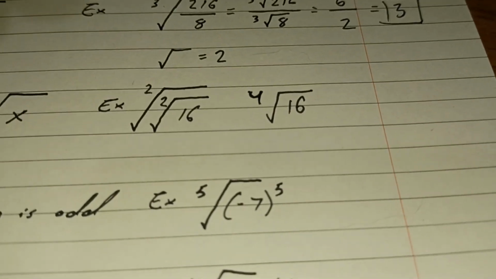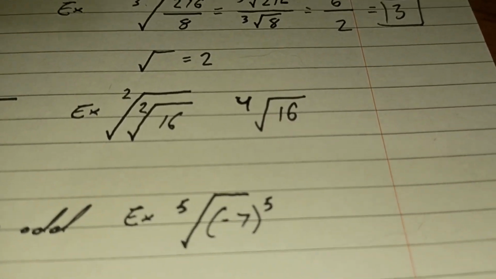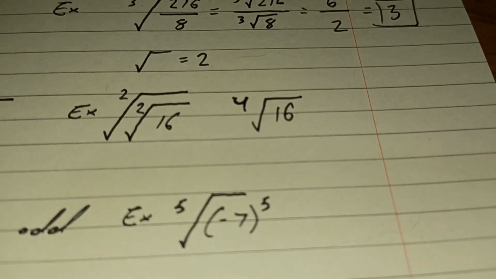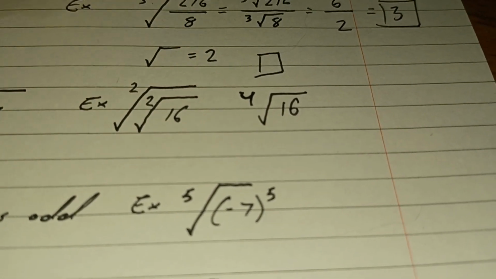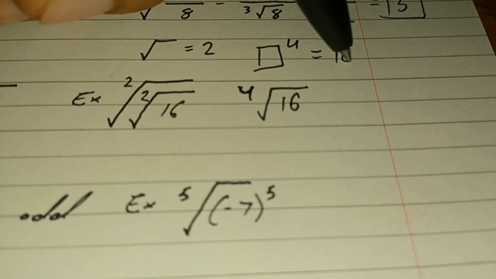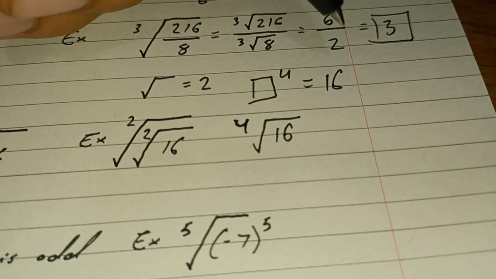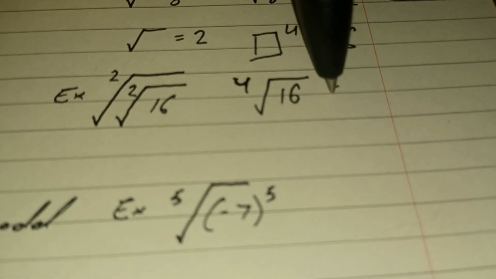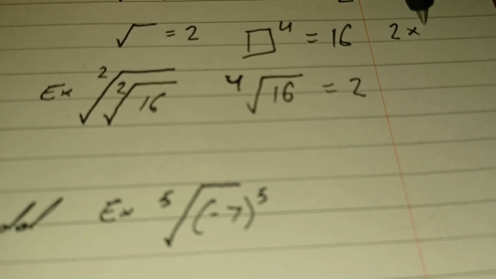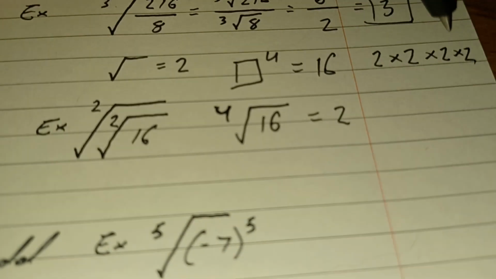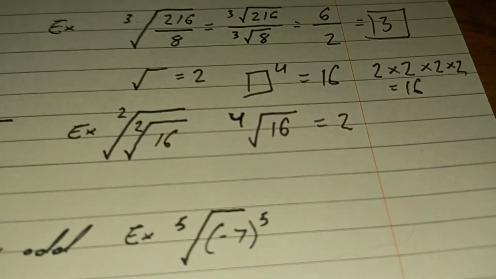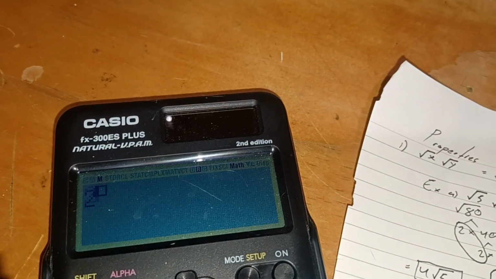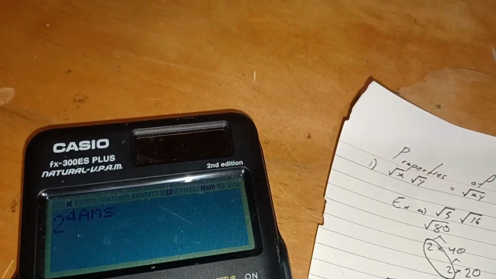So what raised to the fourth power is going to give us 16? That is going to be 2. Why? Because 2 times 2 times 2 times 2 is equal to 16. Let's confirm it with the calculator. 2 raised to the fourth power is equal to 16. And that is our answer.